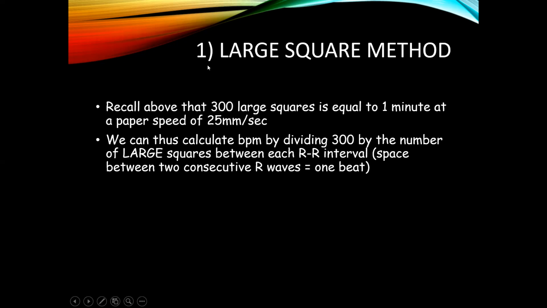So the first method we'll talk about is the large square method. If you remember what we just talked about, we said that 300 large squares is equal to 1 minute at a paper speed of 25 millimeters per second, right? And this is the most common paper speed that we have. So we can thus calculate the beats per minute by dividing 300 by the number of large squares between each R to R interval, okay? The space between 2 consecutive R waves is 1 beat.